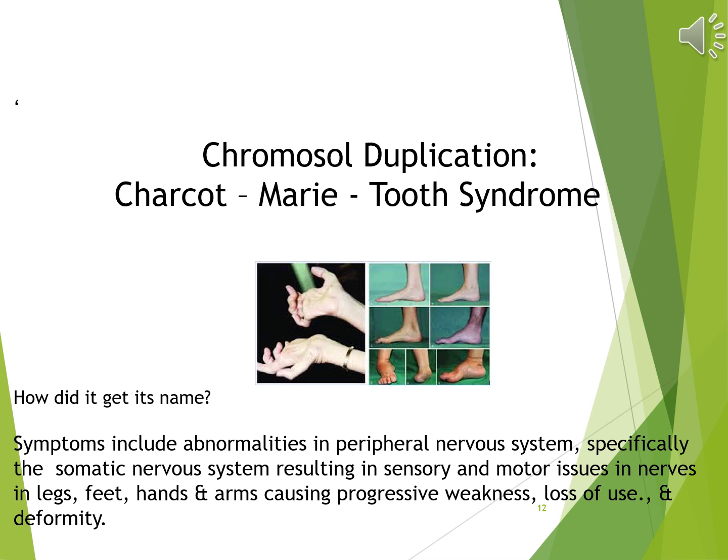The symptoms include abnormalities in the peripheral nervous system, more specifically the somatic nervous system. Now you might remember from intro psych, soma refers to body, so this is the peripheral nervous system branch which has the nerves that allow you to feel your body and move your body. The issues with this particular branch will cause nerve issues, particularly in legs and feet and arms and hands, causing progressive weakness, deformation as shown in these pictures, of course pain, and loss of use.